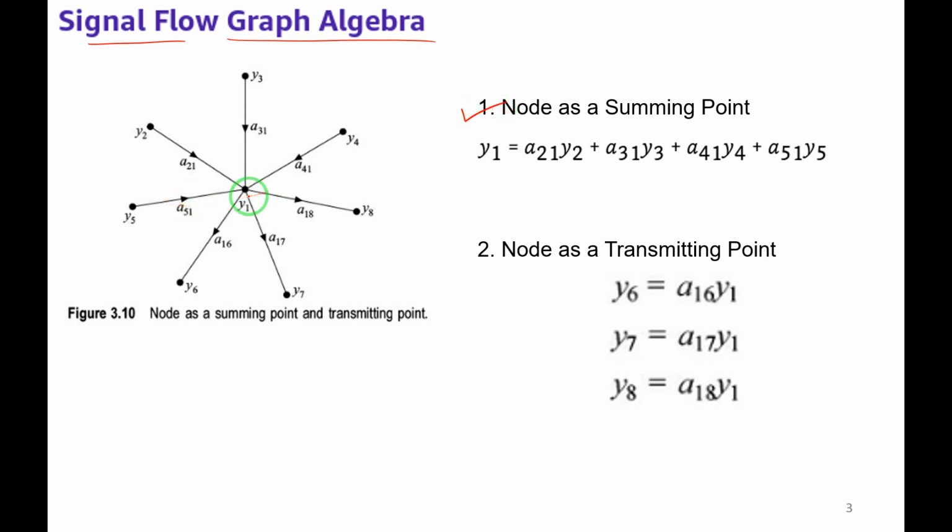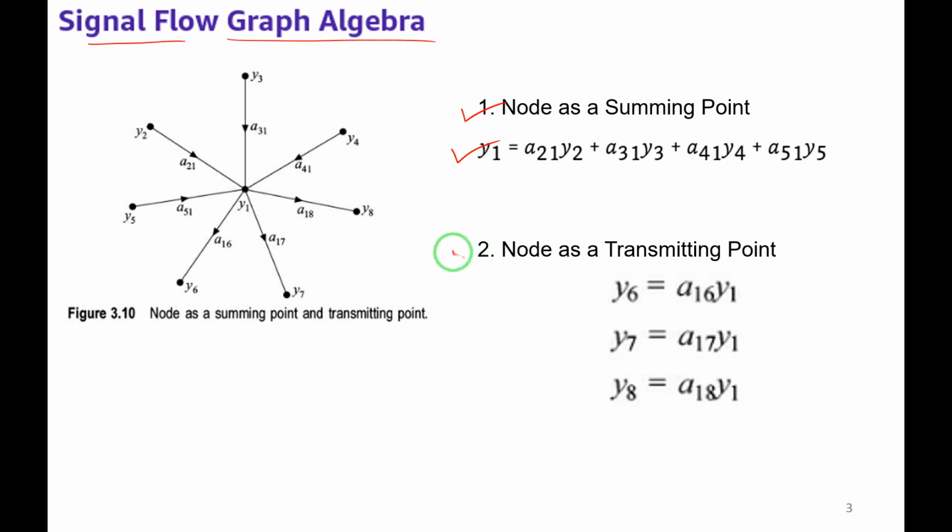You can observe here the node y1. The node y1 is the summing point because many signals are coming into it. The signal from y2 is coming, so y1 is the addition of the gain a21 into y2 plus a31 into y3 plus a41 into y4 plus a51 into y5. You can observe the signals coming from y2, y3, y4, y5. It is the addition of all the signals multiplied by their respective gains. So the node y1 acts as a summing point.